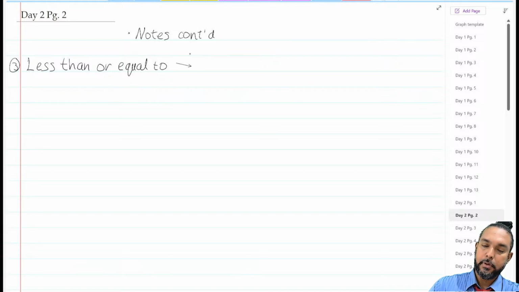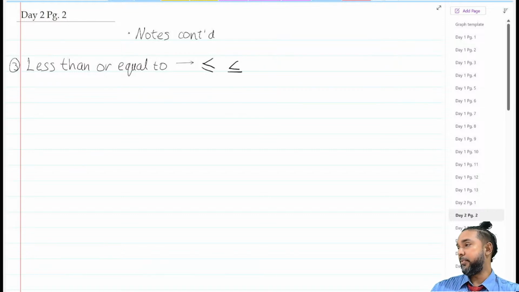Right? So this symbol could either look like this or less than. So it's the basic less than sign with an extra little underline right there, or it could even look like this. Both of them mean the same thing.